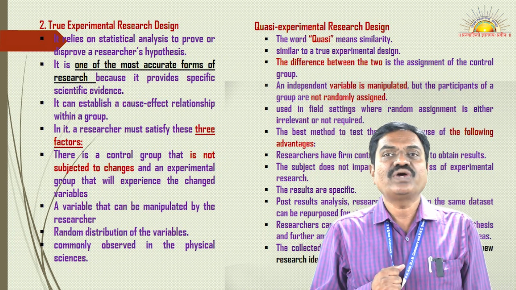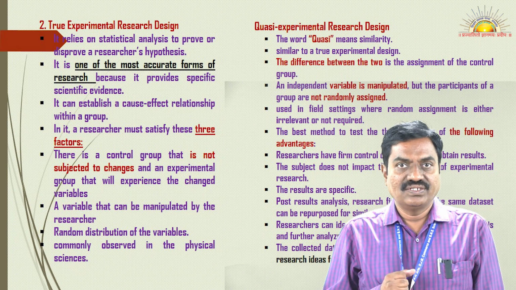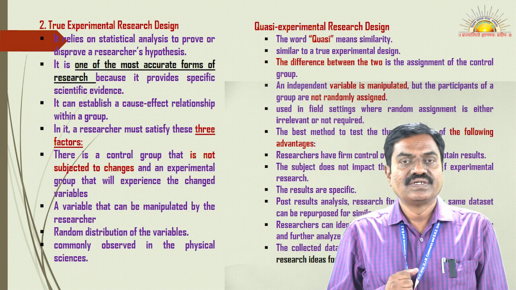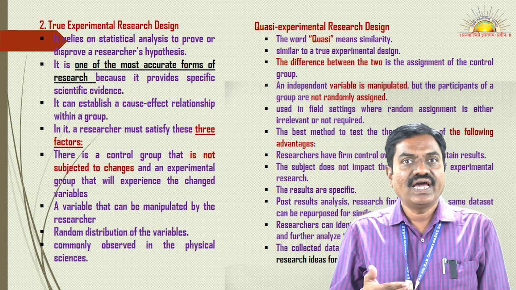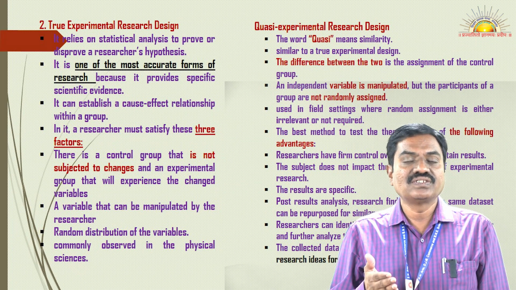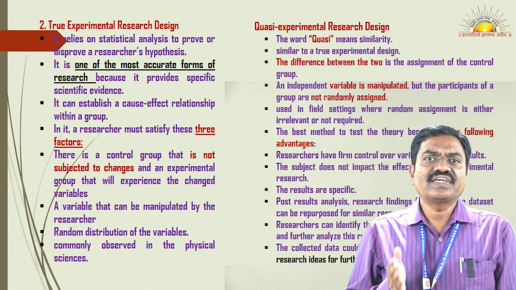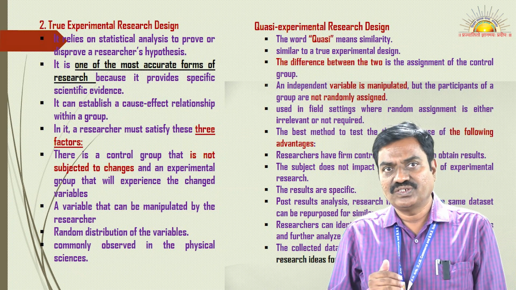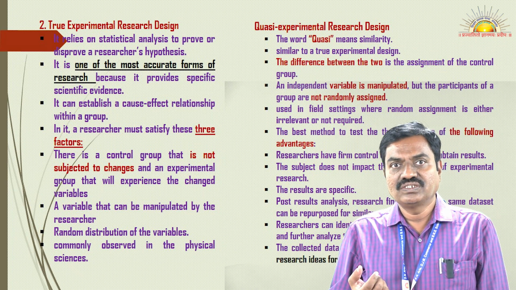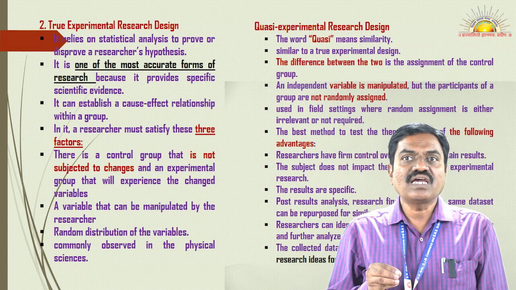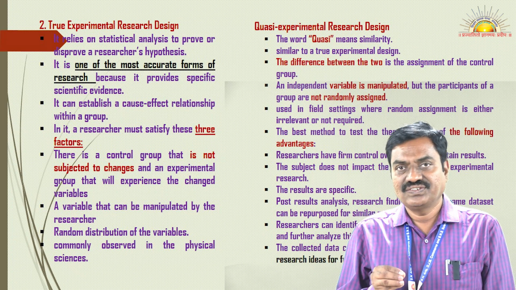However, in a true experiment, a researcher must satisfy three factors. The first one is there is a control group that is not subjected to changes and an experimental group that will experience the changed variables. Second, a variable that can be manipulated by the researcher. And thirdly, random distribution of the variables is required. This type of experimental research is commonly observed in the physical sciences.